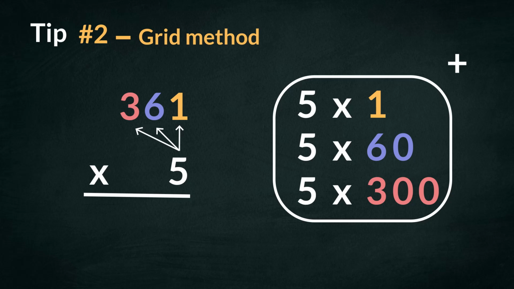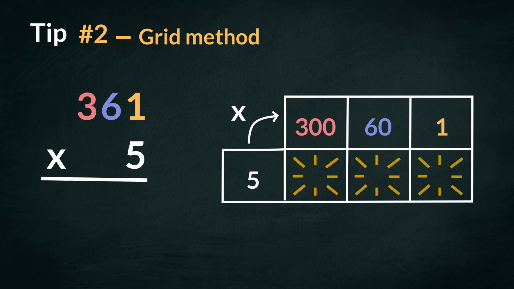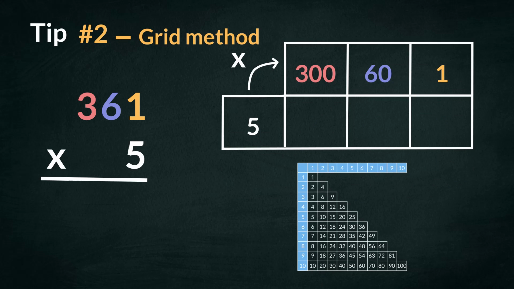We're going to start by drawing a grid or a table. 5 will go in the first column, 300, 60, and 1 in the first row. Next, we'll multiply 5 by each of these numbers, and put the product in the cell where they meet. Look at that! It works the same way as the multiplication table.